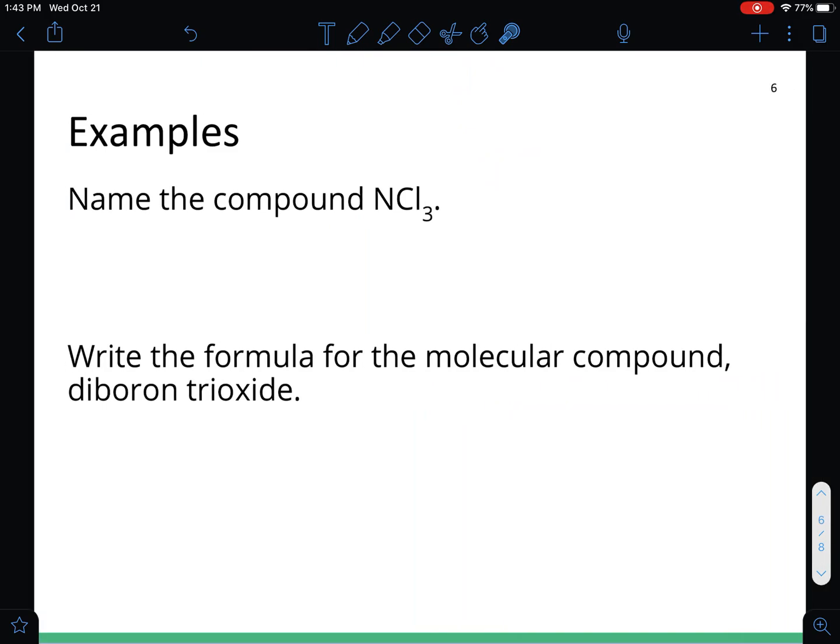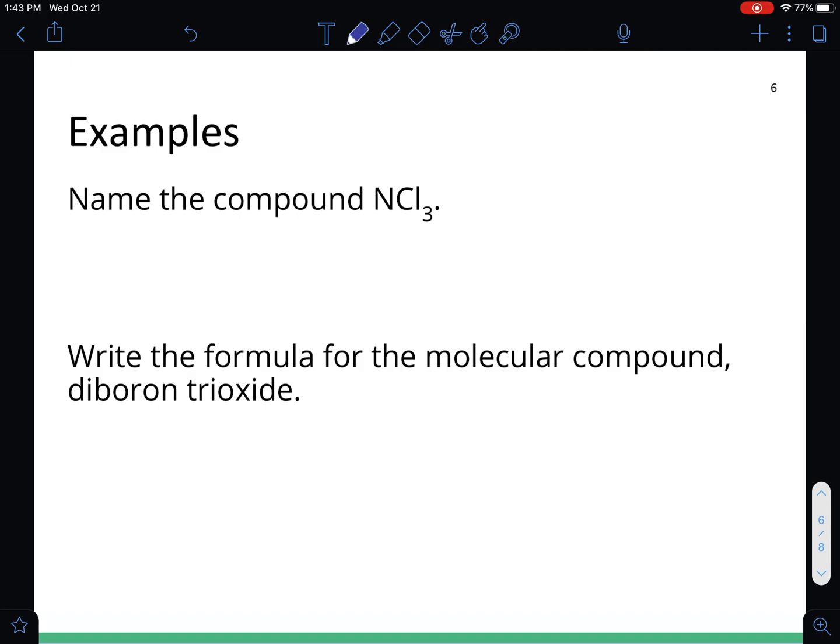All right, let's get some practice. If you're feeling confident and want to dive right in, pause the video and determine the name of NCl3 and the formula of diboron trioxide. If you would like to see me walk through these ones first, just hold tight and going over the answers in 3, 2, 1.